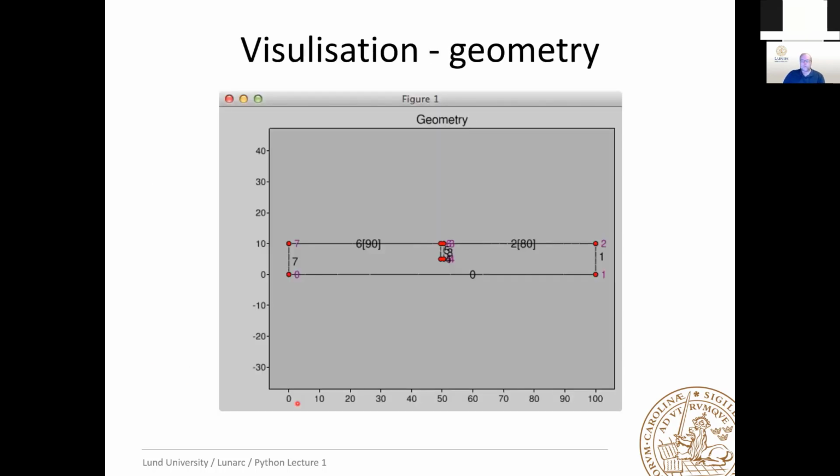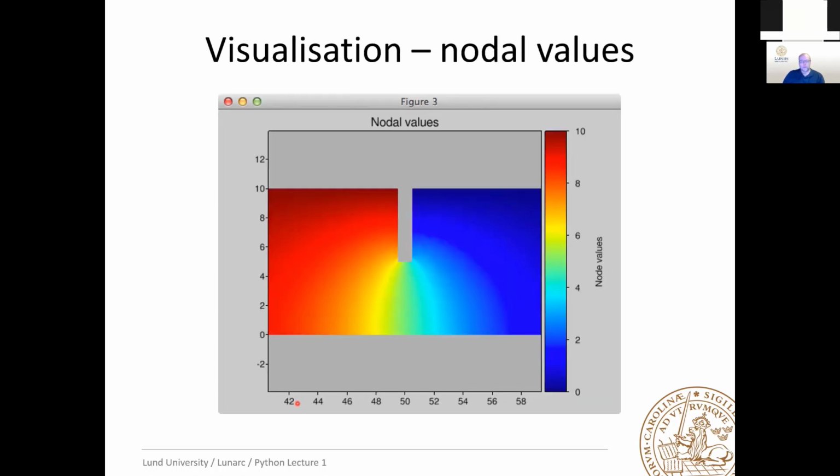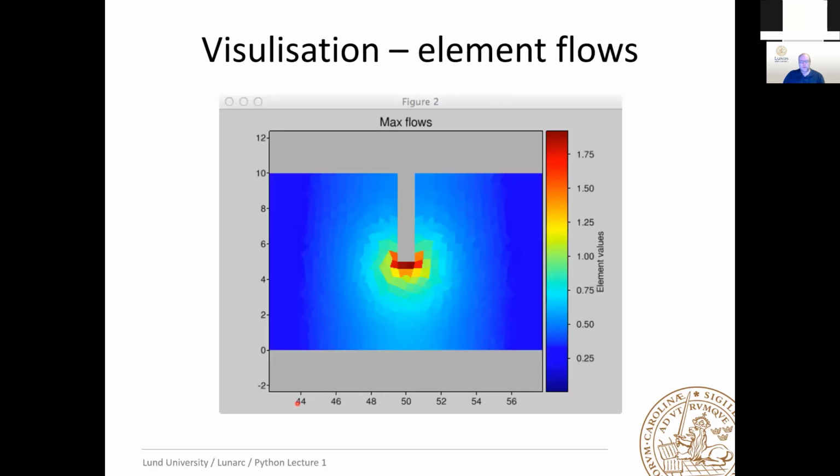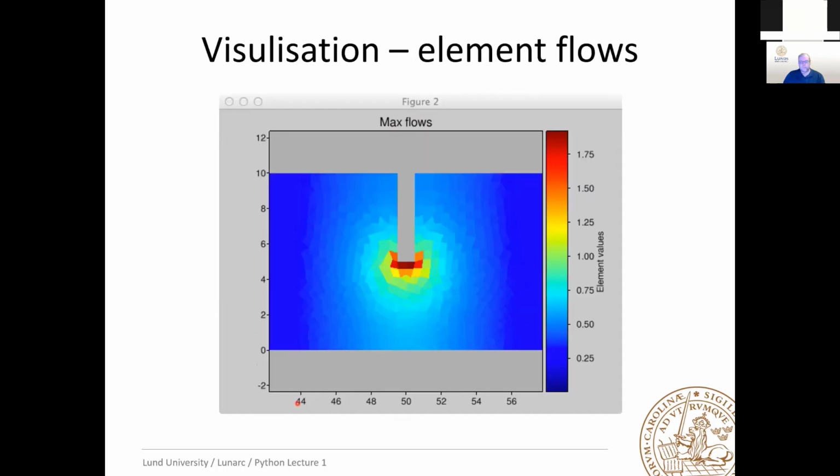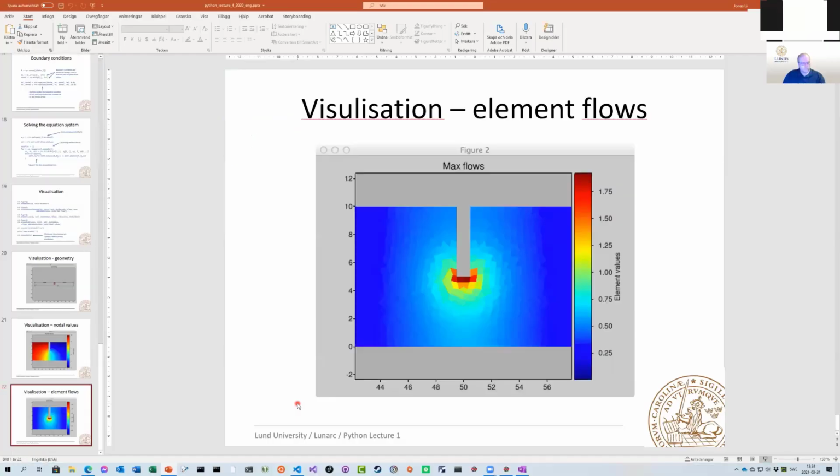So this is the draw geometry command. It just shows the geometry like this, and this is the nodal values, and here is the flows in the element flows, which is drawn by draw element values. So it colors the entire element with a scalar value. So that was a basic introduction to this. So now I will do another example here.